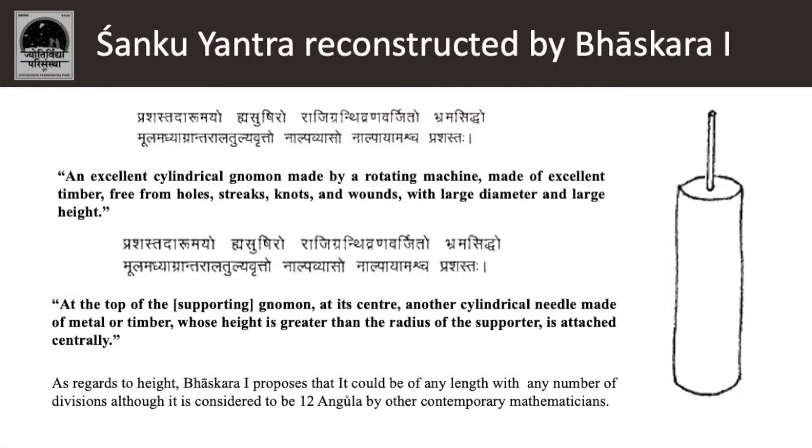Now this is a reconstruction proposed by Bhaskara 1. On the right side of the image, you are going to see a cylindrical gnomon, and on top of it, there is a needle which has been mounted. That needle is such that the height of the needle is greater than the radius of the gnomon below it. And that is the rule described by Bhaskara 1. This was actually to improve the precision or to achieve accuracy in observation. This was a modification proposed by Bhaskara 1 in his commentary Mahabhaskariya.